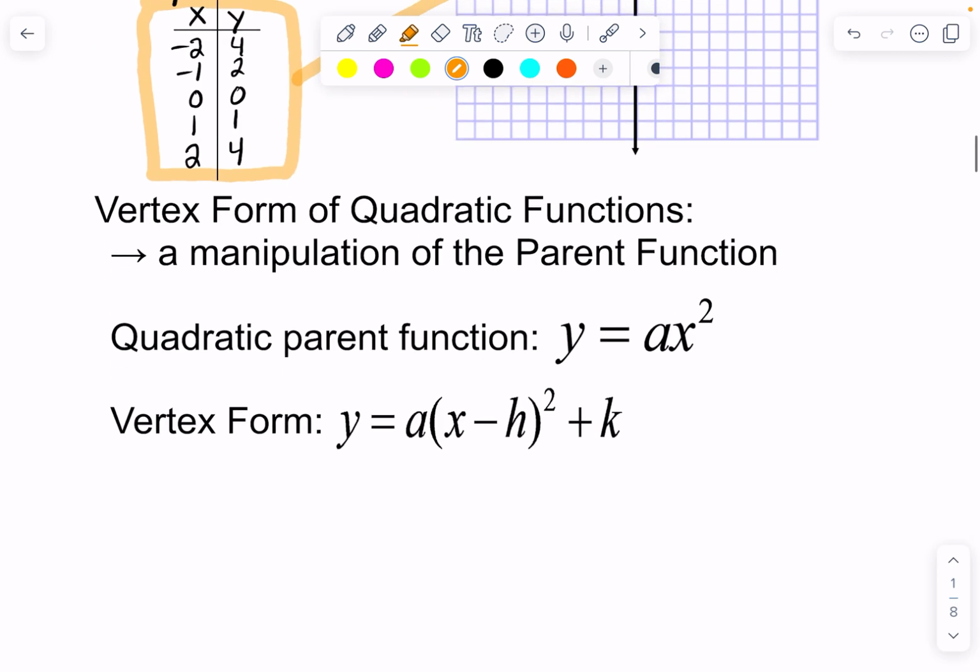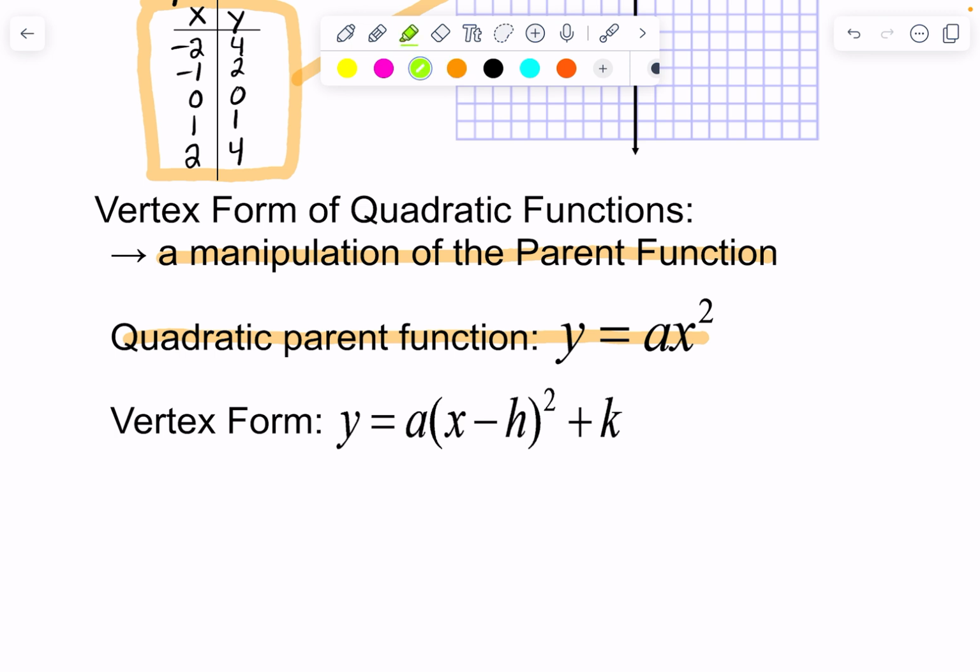Now, the vertex form of quadratic functions, or of any function for that matter, is a manipulation of the parent function. A quadratic parent function, once again, looks as so. Y equals ax squared. But this parent function can be applied to absolute value functions, square root functions, cube root functions, rational functions, etc. This works for any kind of function. We're just going to investigate how it works with quadratics for today.